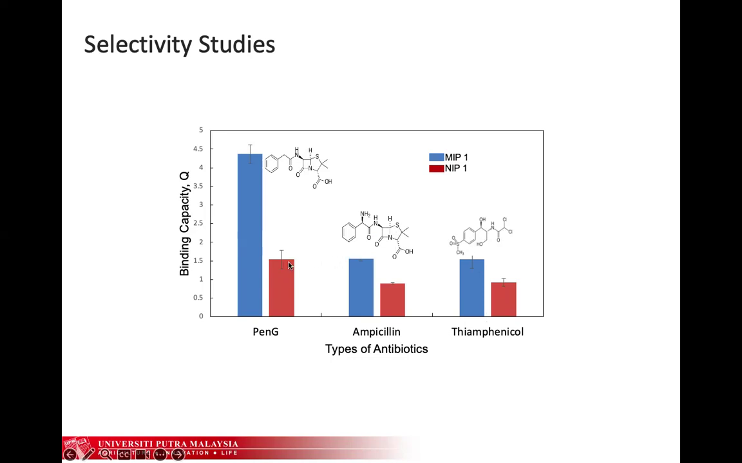And we also need to compare with the non-imprinted polymer. For PENG, we can see a higher rebinding compared to ampicillin and thiamphenicol, because these are not what we designed the imprinted polymer for. The imprinted polymer is supposed to have a specific shape for PENG, so that is why it is supposed to pick up PENG. But unfortunately, it is not 100% selective. You can still see some rebinding of other types of antibiotics, but that happens as well.